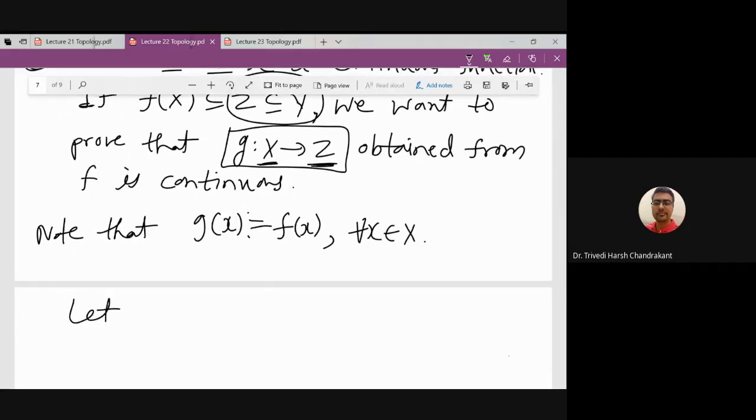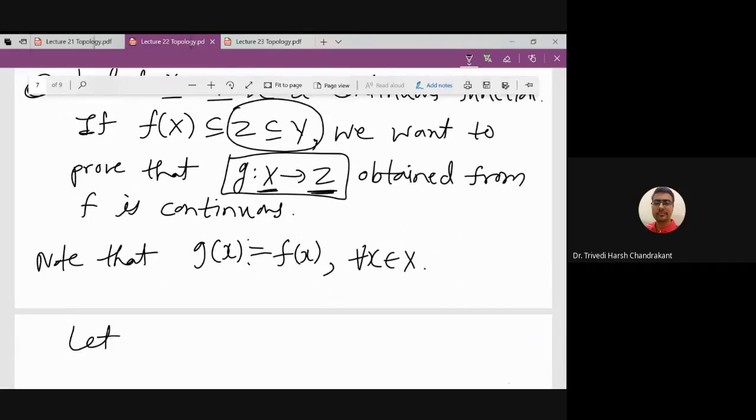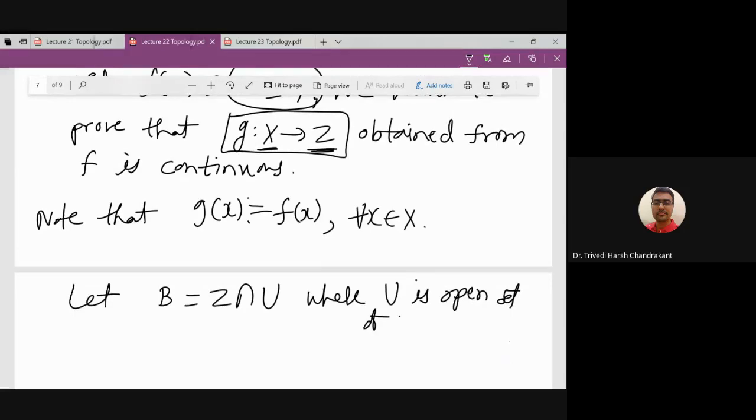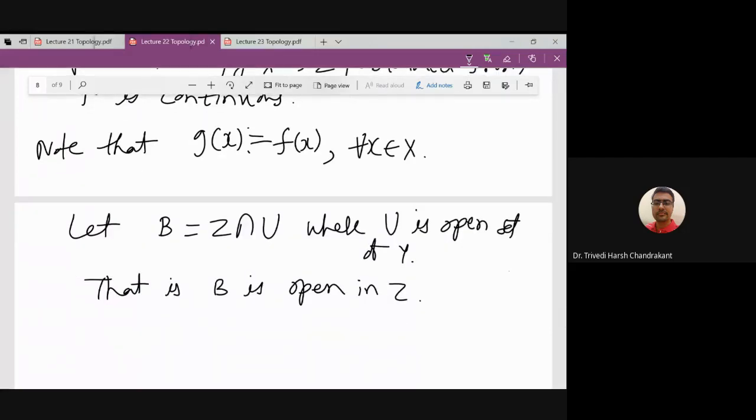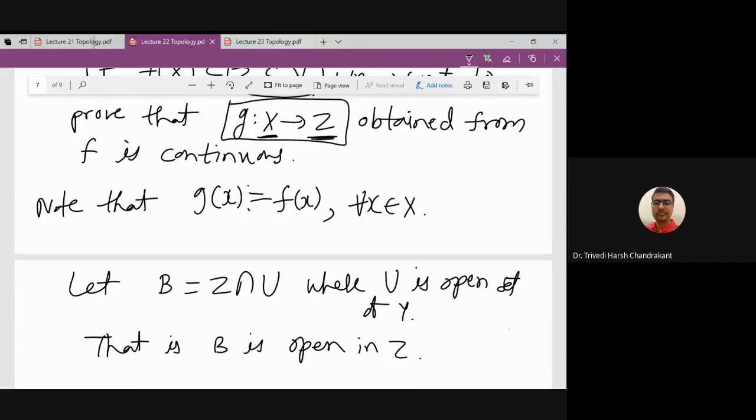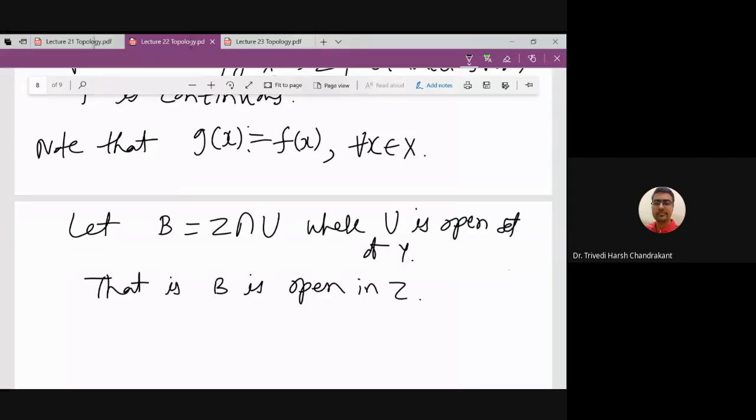Therefore, if we consider any open set in Z, that will be of the form Z intersection an open set in Y. So let any open set be B, which is Z intersection U, where U is an open subset of Y. So B is open in Z. What we want to prove is that G inverse of B is an open set in X. So what will be G inverse B?